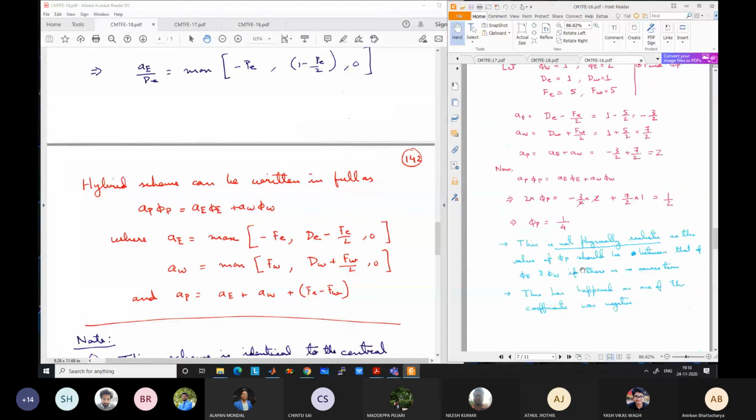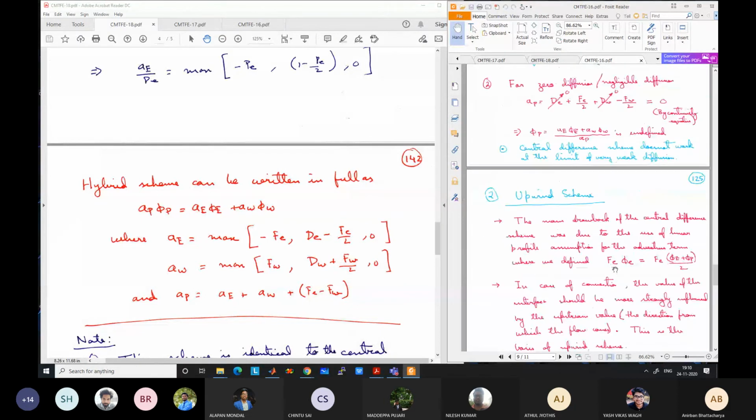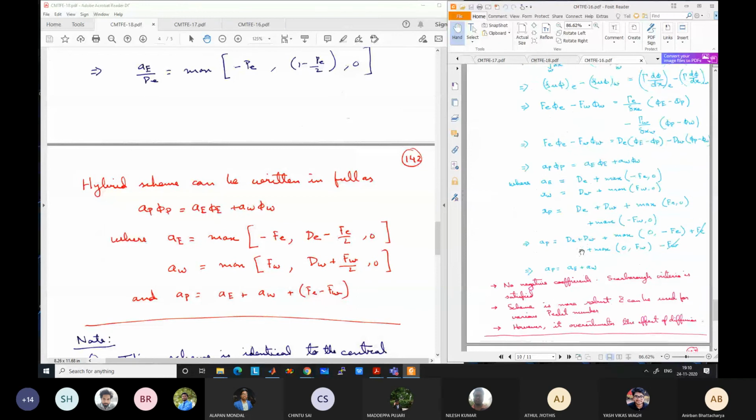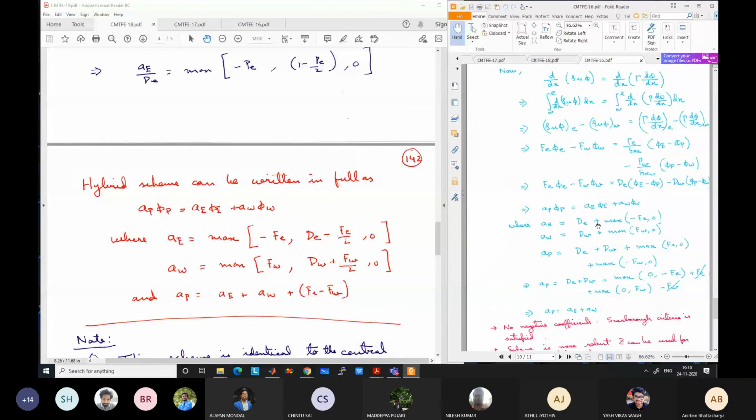Beyond this, it is somewhat like the upwind scheme. For the upwind scheme, what were the values? AE was, so if it is negative, if the Fe value is negative, okay, strong negative value, then AE will be D plus maximum of minus Fe, 0, which is minus Fe. So D minus Fe. So this D part is neglected, we only get minus Fe.